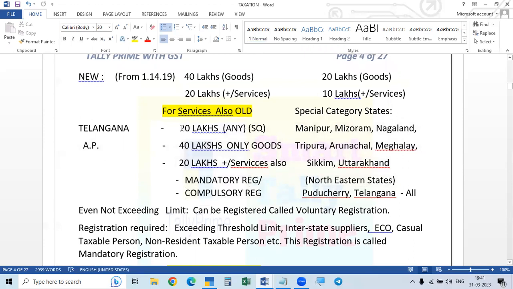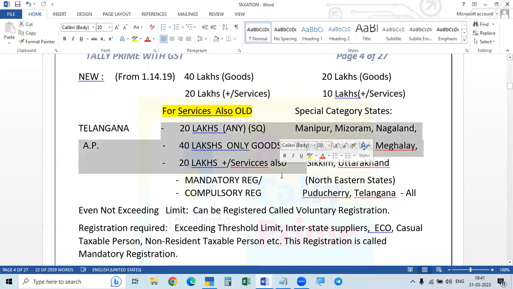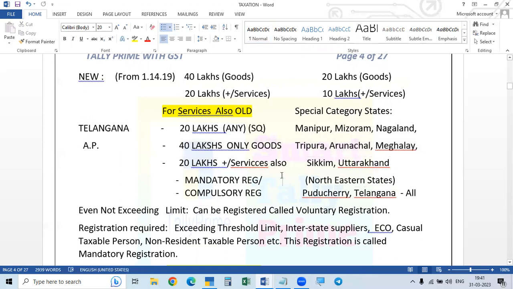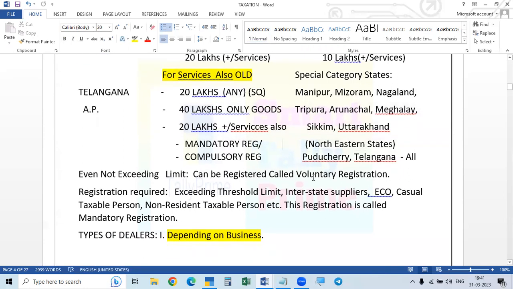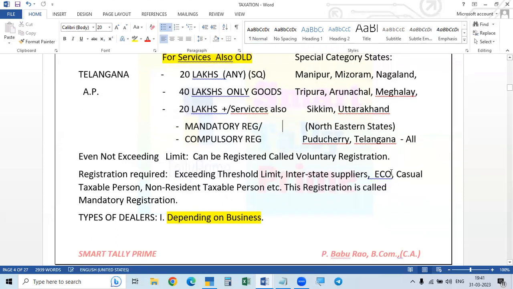Sometimes, even if the turnover does not exceed the given limits, even then, if you want, you can get registration and get the GST number. In such a case, the registration is called voluntary registration. We are not crossing the limit, but still I am getting the registration. That's why it's called voluntary registration.